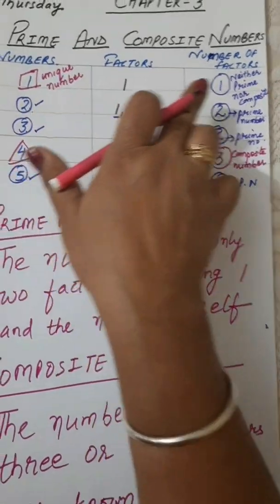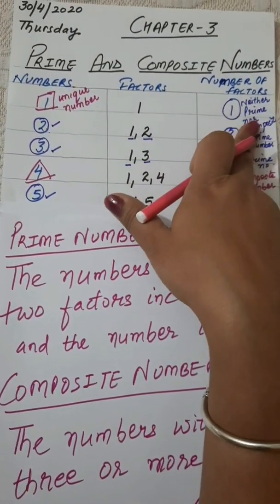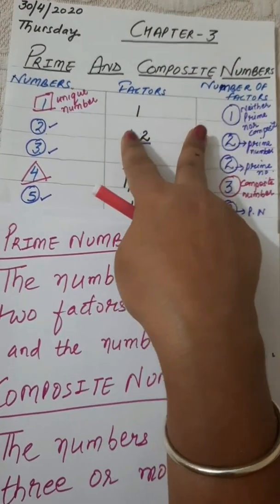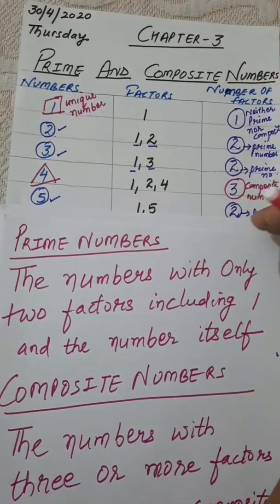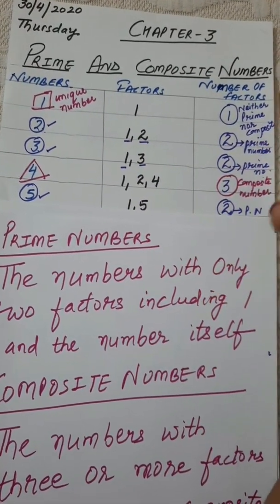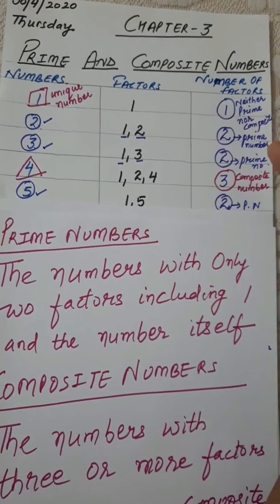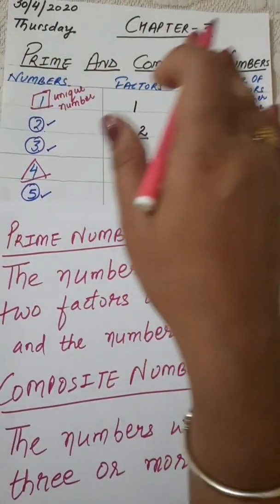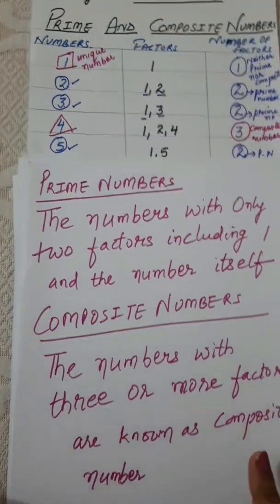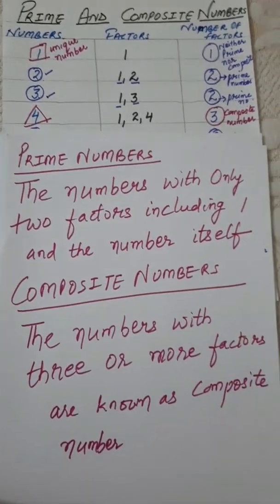And here 1 is a unique number. It is neither prime nor composite because for a prime number you must have 2 factors, 1 and the number itself, and for a composite number you have a minimum of 3 or more than 3 factors. So this is the reason 1 is a unique number. So this is your prime number and composite number.